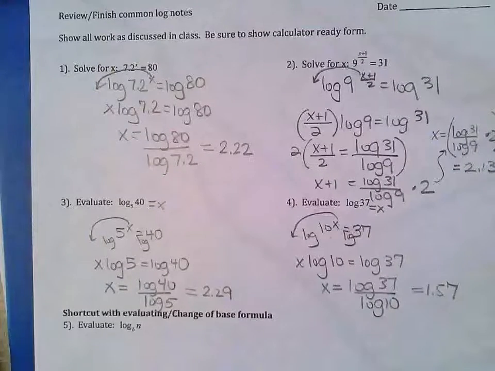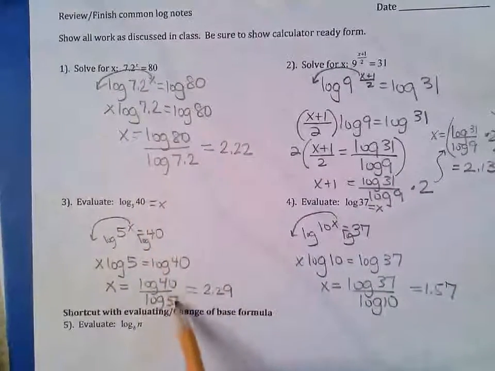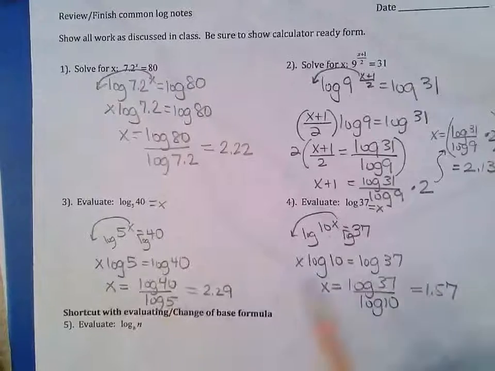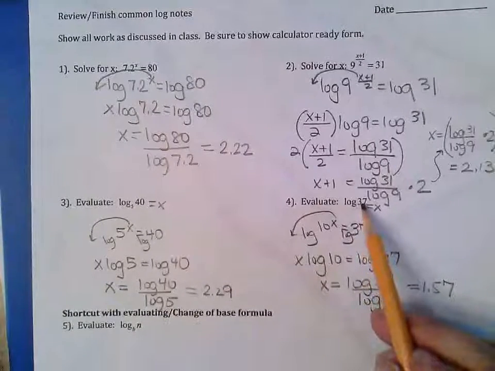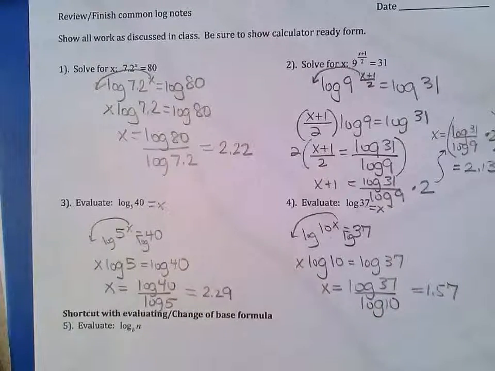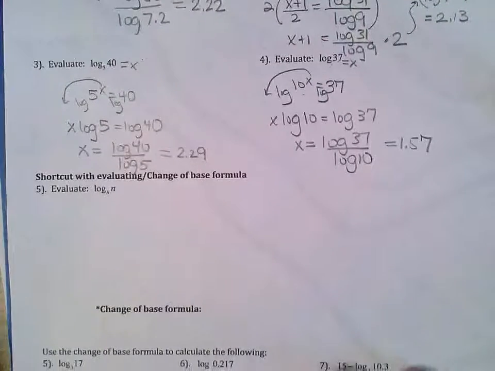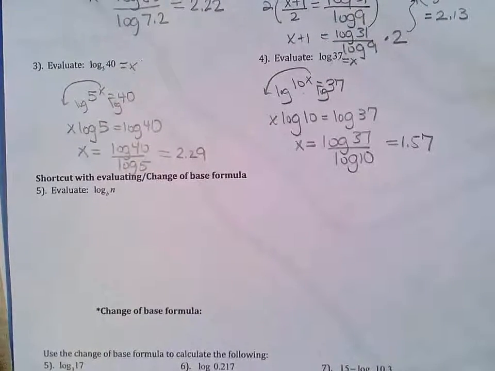So what you're going to notice here is our original problem said log base 5 of 40, and our answer was log 40 over log 5. This one said log base 10 of 37, and our answer was log 37 over log 10. So you might start to see a pattern develop. That's what we're going to do in this number 5. We're going to develop that formula so we can use a shortcut for evaluating.